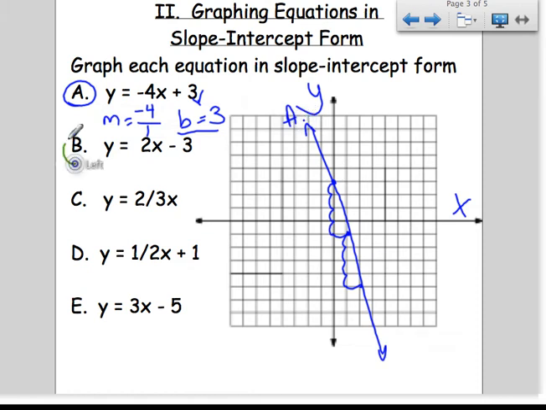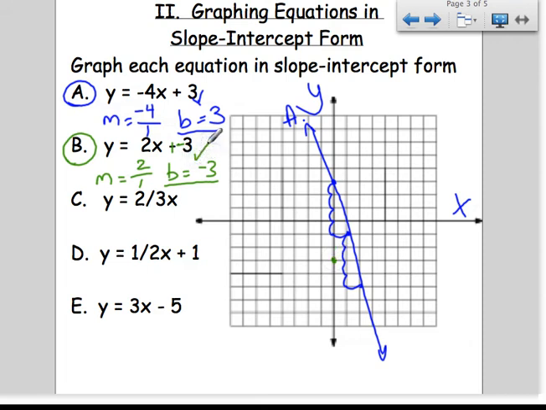Another example I'll do in green, B, which says y equals 2x minus 3. Again, my first step is to identify the slope, which I can see is 2 over 1. And my y-intercept, which, after I kill subtraction, is the same thing as negative 3. So again, I'm going to start with my y-intercept, which this time is negative 3, which is right there.